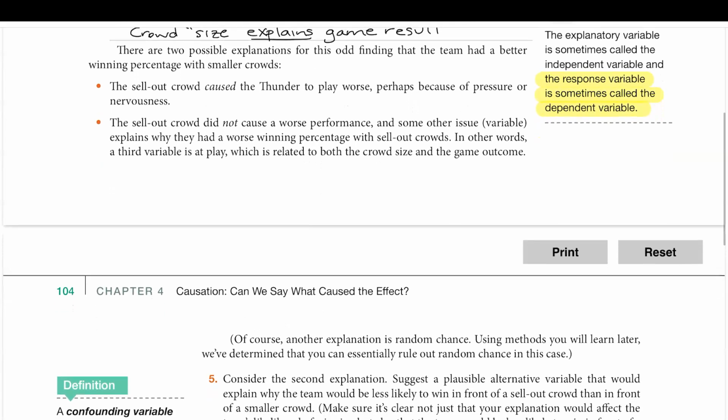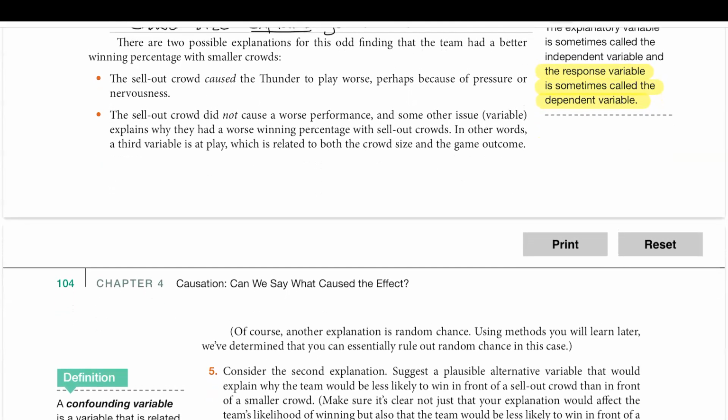All right, so the question is, why did they have a better winning percentage with smaller crowds? Is it because the sellout crowd caused them to play worse, or is there some other variable that's affecting the results?